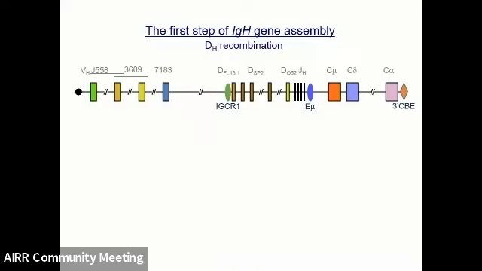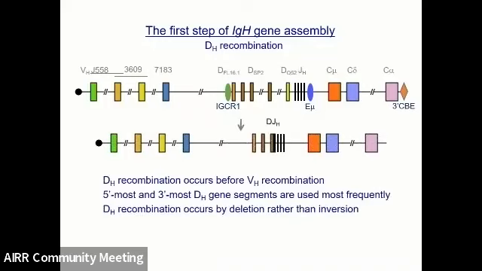The first step of which is, of course, the joining of one diversity and one joining gene segment to make this DJ recombined allele. D gene recombination is regulated in at least 3 ways that we know of that are listed here. D gene recombination occurs before V gene recombination. The 5' most and the 3' most D gene segments are used most frequently, and they are the gene segments in mouse labeled here as DFL16.1 and DQ52.